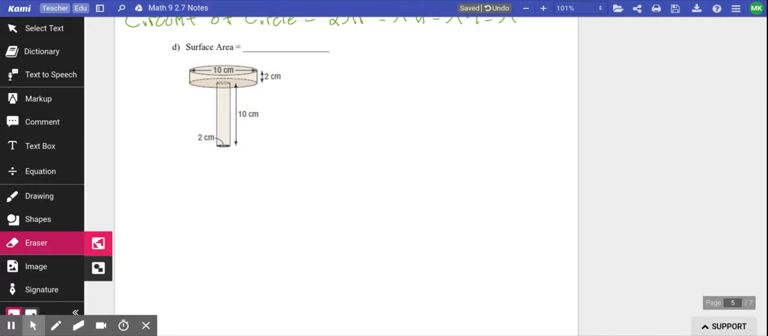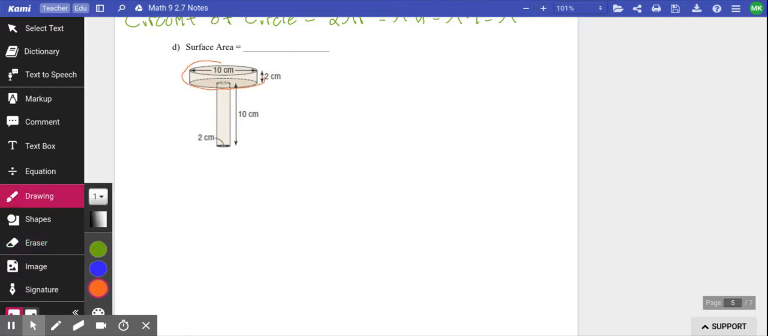For this shape, I'm going to break it down into two different sections. The first section that I'm going to calculate is this one right here. I'm going to try to calculate the surface area of that top cylinder. That is a cylinder. It just doesn't really look like one. The reason it is a cylinder is because it's got a circle on the top and the bottom.